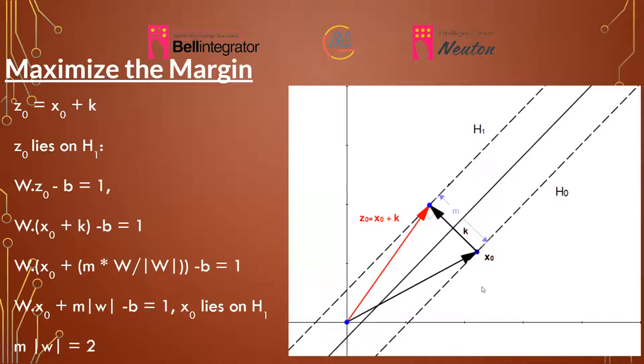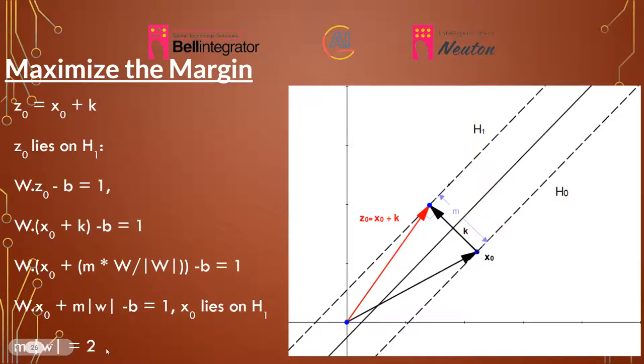What have I got here? So I had point x0, and now I found my vector k, which has a magnitude of m, but is in the right direction. And this now takes me to the point z0 on h1. So z0 is now x0 plus k. This vector can be represented as the sum of these two other vectors. z0, however, lies on h1, and so it satisfies this condition w dot z0 minus b is equal to 1, which is the equation of the hyperplane h1. z0 is x0 plus k, and we put in k as computed in the previous step, and what this gives you is this equation here: w dot x0 plus m times modulus of w minus b is equal to 1. w dot x0 minus b is nothing but minus 1, because that is the equation of h0, and x0 lies on h0. And so what I get is m times modulus of w is 2.